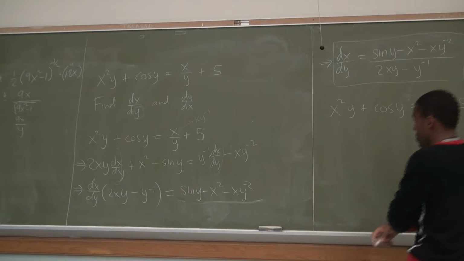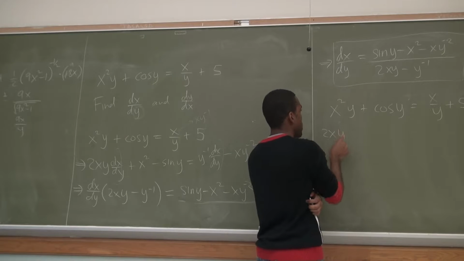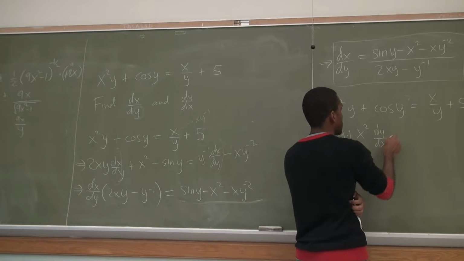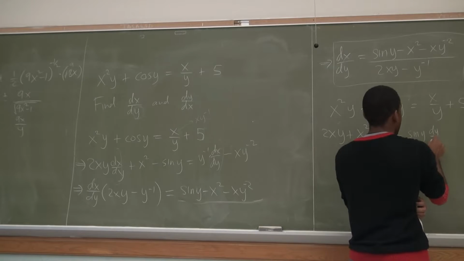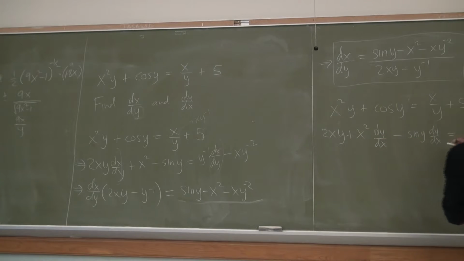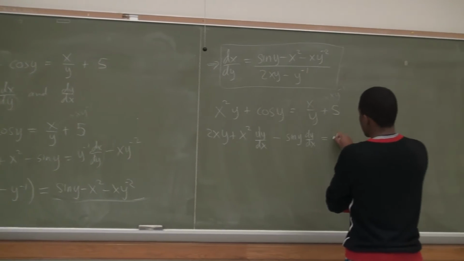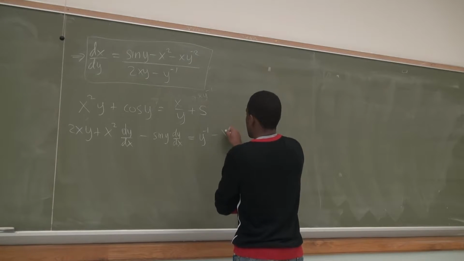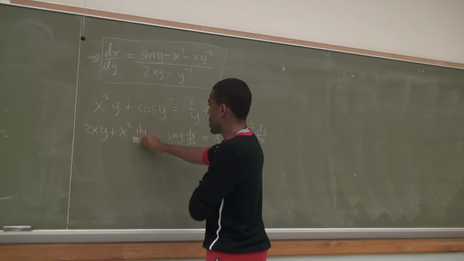So if we differentiate this with respect to x this time, dy/dx, I get 2xy plus x squared dy/dx minus sine y dy/dx, then x y to the negative 1. Right, I'm going to think of this again as x y to the minus 1, or you can do the quotient rule if you like the quotient rule, I don't really care. So you get y to the minus 1 plus, well now it'll be minus x y to the minus 2 dy/dx, right? Now we want to isolate this guy.